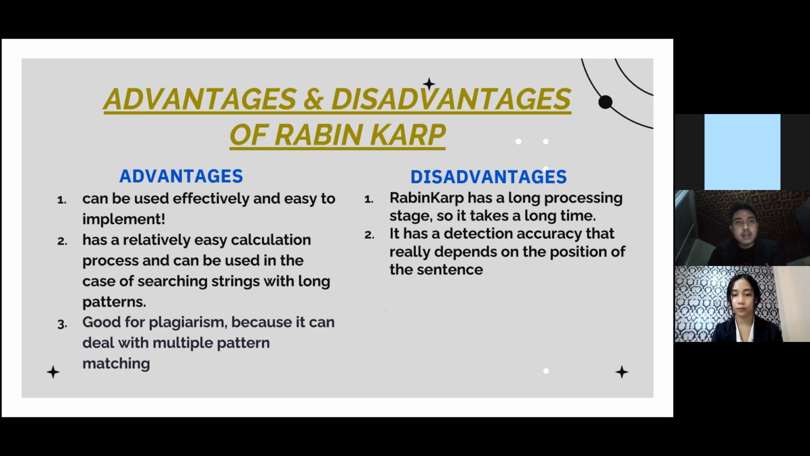And here are the advantages and disadvantages of Rabin-Karp. First, the advantages. Number 1, it can be used effectively and is easy to implement. 2, it has a relatively easy calculation process and can be used in the case of searching strings with long patterns. 3, it is good for plagiarism detection because it can deal with multiple pattern matching. And the disadvantages. Number 1, Rabin-Karp has a long processing stage, so it takes a very long time. 2, its detection accuracy really depends on the position of the sentence.